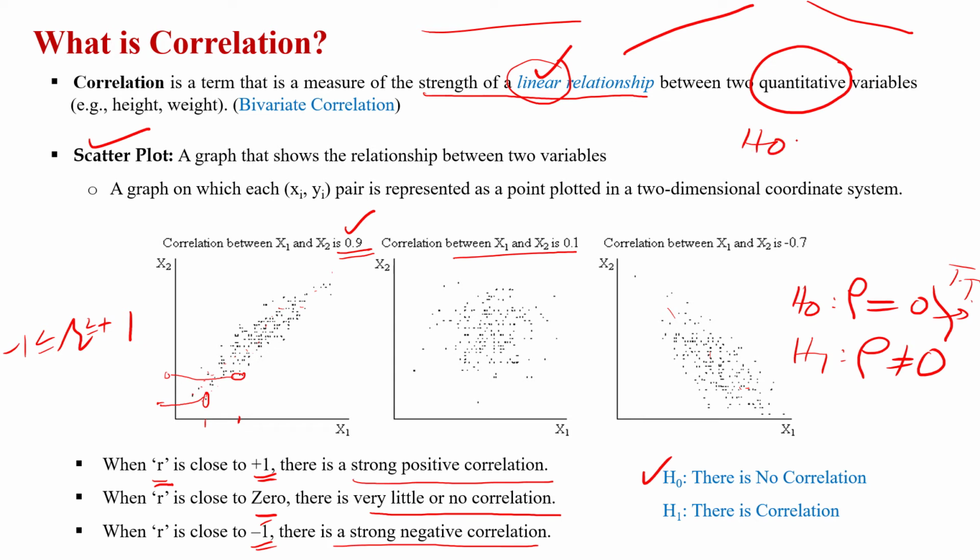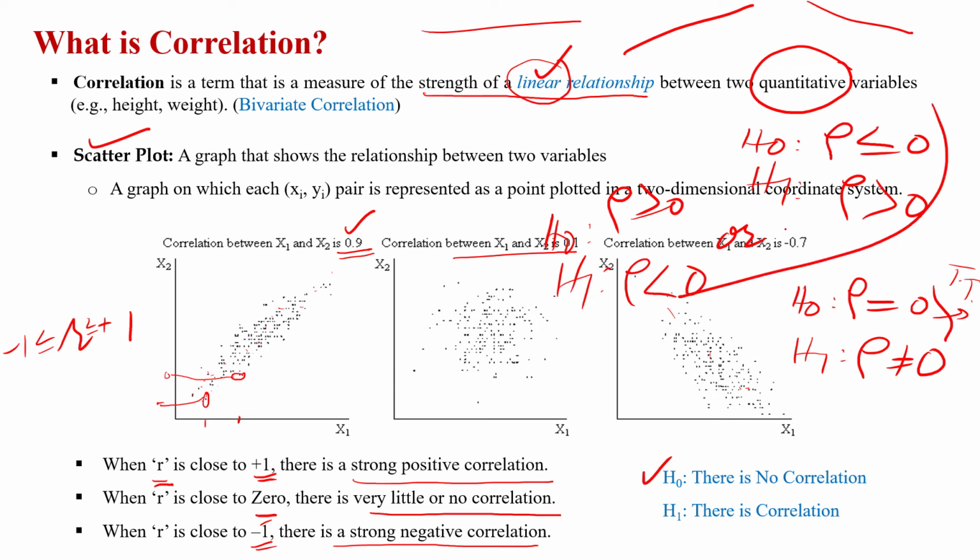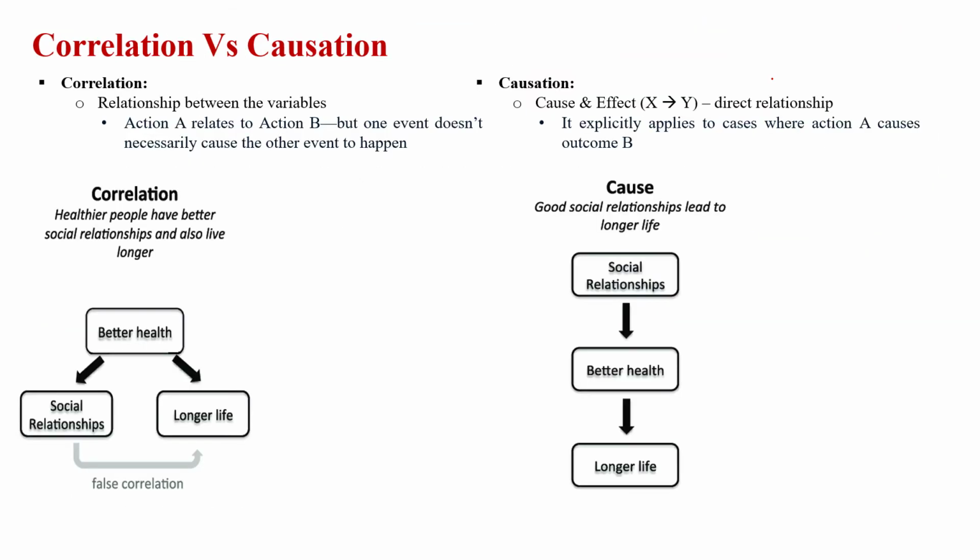Alternatively, we can say H naught is rho less than or equal to 0, and the alternative is rho greater than 0. Or H naught is rho greater than or equal to 0, and the alternative is rho less than 0. These two are called one-tailed tests. Depending upon how you want to test, with the two-tailed test it is equal to 0 or not equal to 0, while with the one-tailed test we also see the direction, whether it is negative or positive. We will perform this in R later.